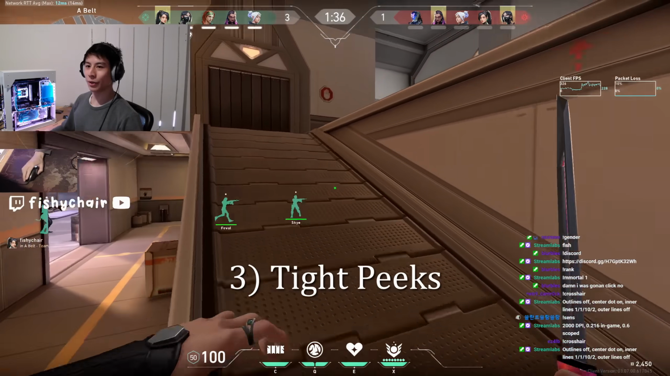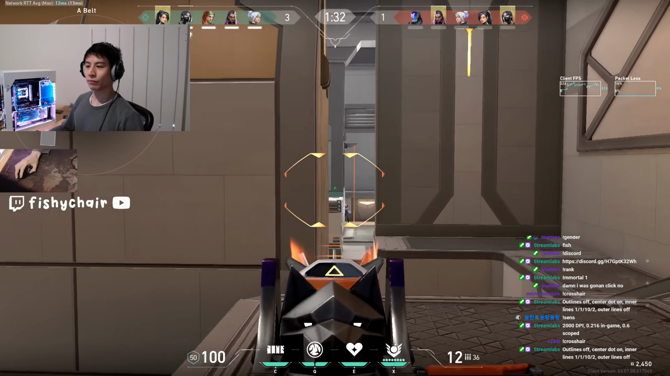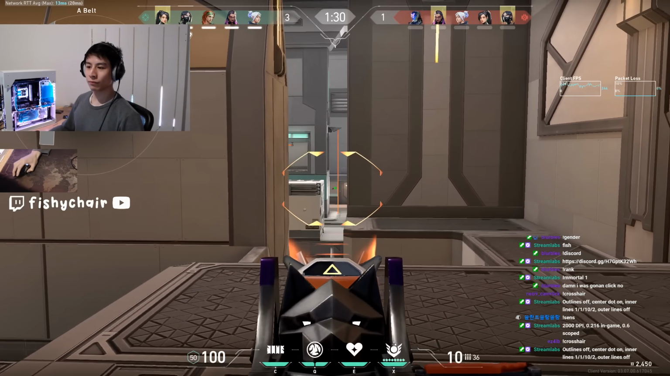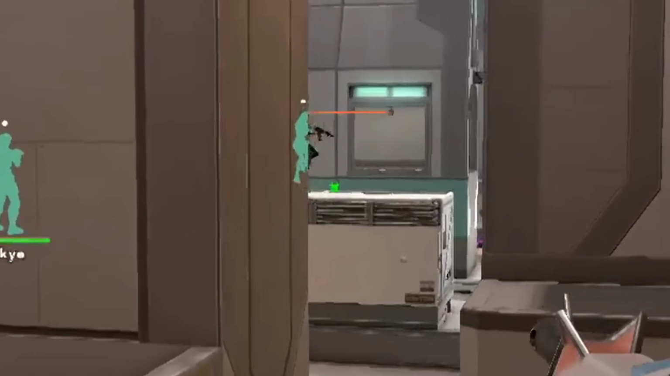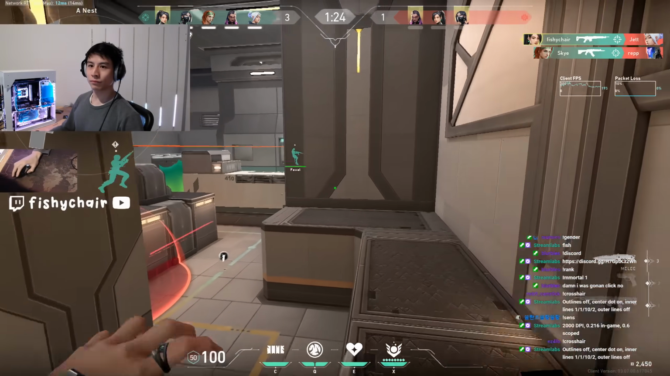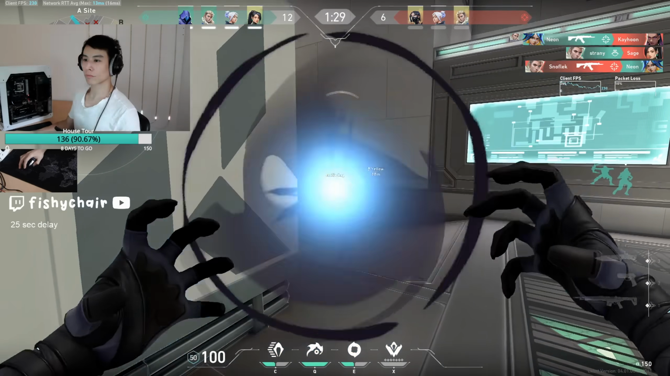Tight peeks are typically used for information or if they have an operator. Sometimes opponents will also rhythmically tight peek and fire bursts in your general direction. A lot of people don't realize this, but many people do this with a predictable rhythm. If you time the rhythm, it's possible to hold for a tight peek and pre-fire them.